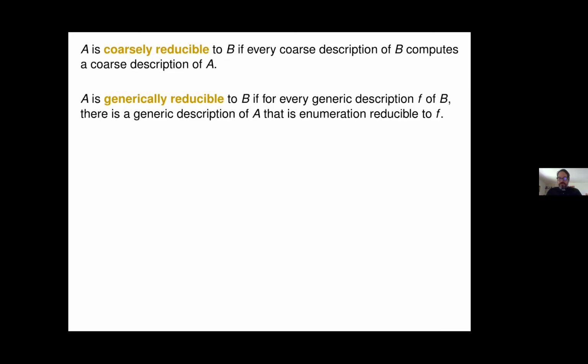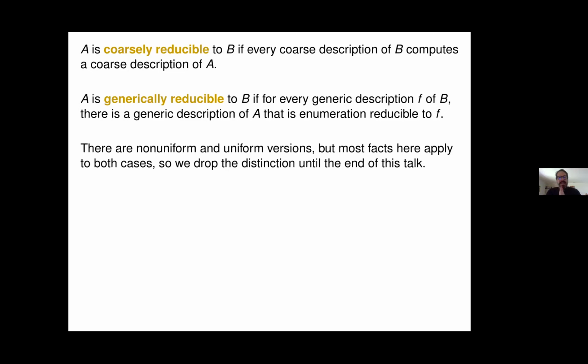So that leads to notions. I don't have the other ones written down here, but same thing for the other notions. Now, to be precise, there's actually 2 versions of each of these. The ones that I've actually written down here are non-uniform versions, but you can also define a uniform version, where, for example, for coarse reducibility, you would say there's a single Turing functional that takes any coarse description of B and returns a coarse description of A. So there are non-uniform and uniform versions, and they are provably different. But until I get to the end of the talk, fortunately, everything I'm going to say applies to both cases, so I'm going to drop the distinction. Now, of course, for the open questions that I'll mention, it is possible that the answers could go different ways for 2 different notions. So that's worth keeping in mind.